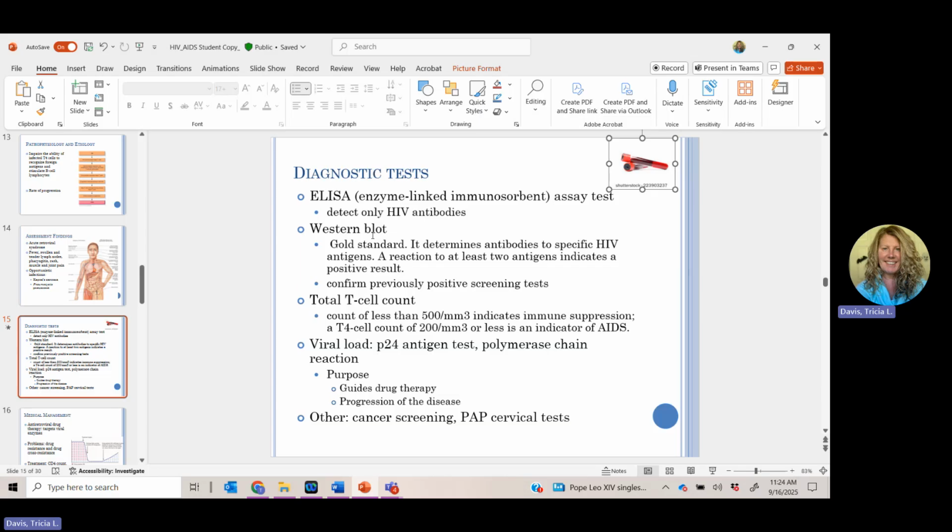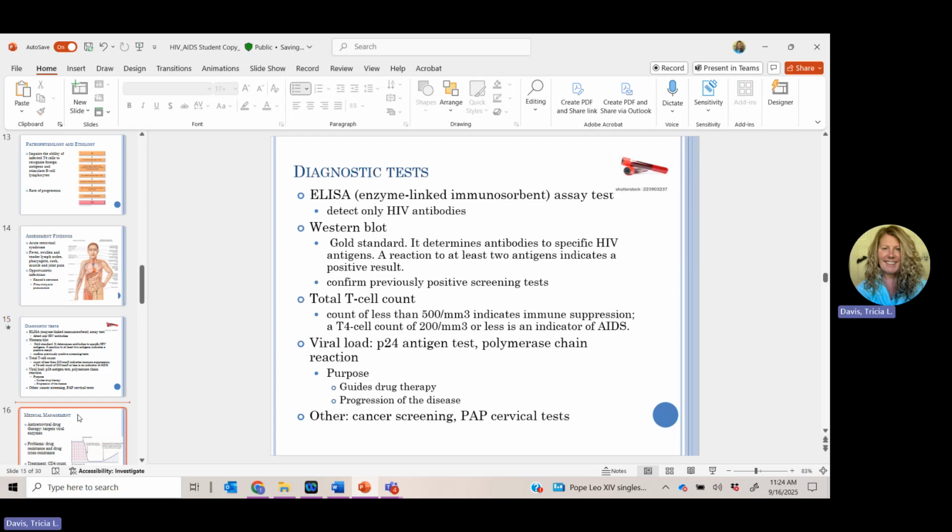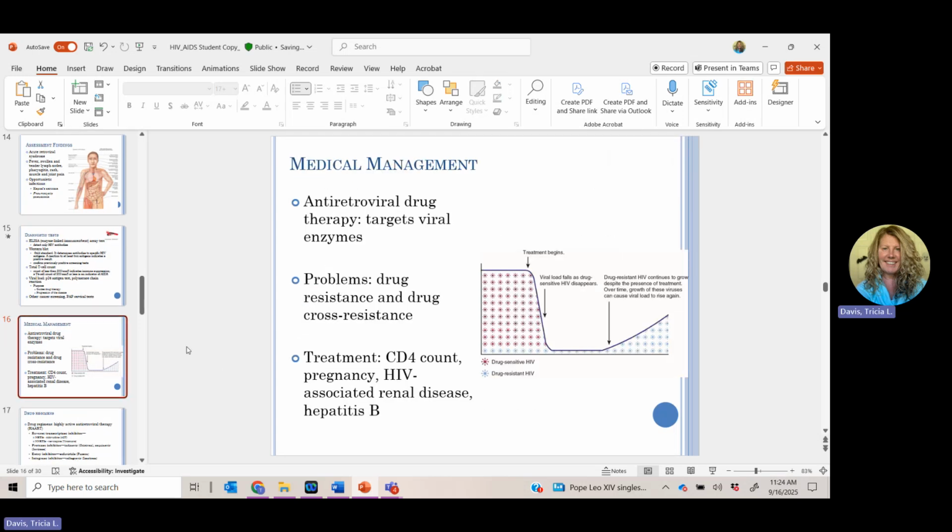And of course, we can look at different cancer screenings, and then of course some pap smears in women. All right, so how are we going to treat them? We're going to give them an antiretroviral drug therapy that's going to target those viral enzymes. So remember when we said back a couple slides ago about these different enzymes that do these different processes inside the cell? We're targeting them in these different areas of the cell to stop that replication process.